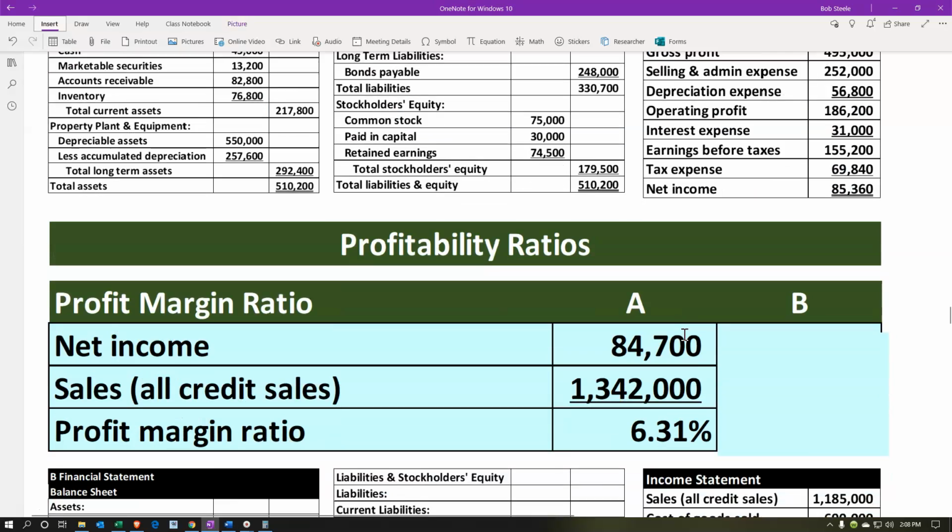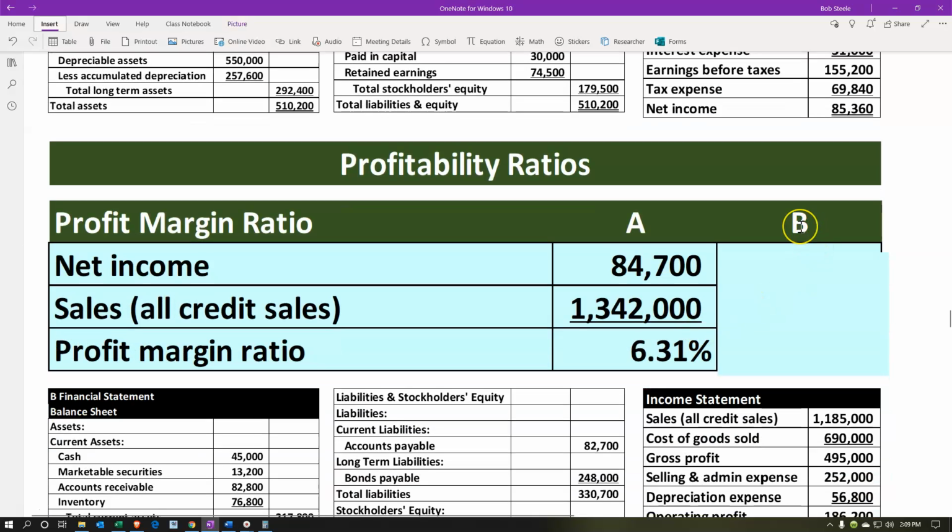Now, next time we're going to move on and go through these ratios again, calculating them for company B, the second company, and then we can do some comparison between the two.